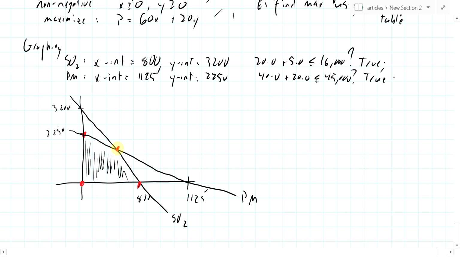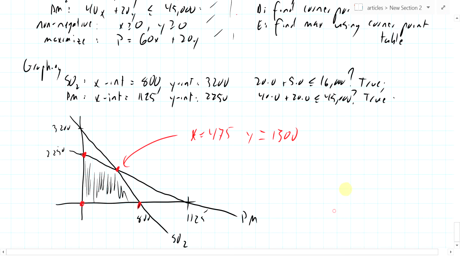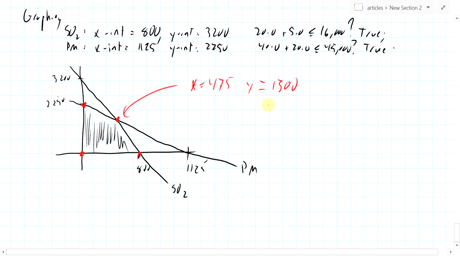So, you can find the coordinates of this point, and it turns out to be x equals 475, y equals 1300. And again, that's finding the point of intersection of these two lines. Take this top row and multiply by 2, and then you can get rid of the x's and solve for y. Great. So let's find corner points.